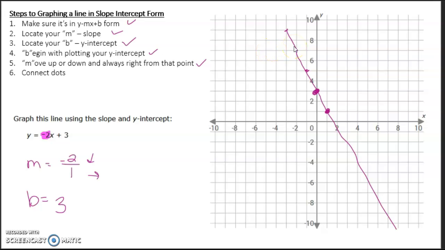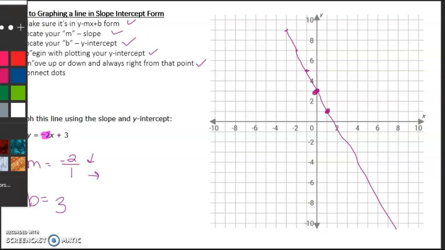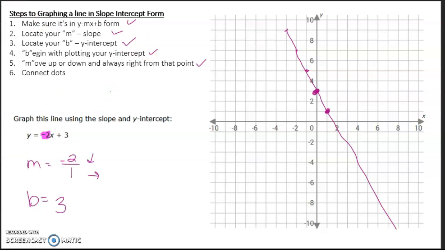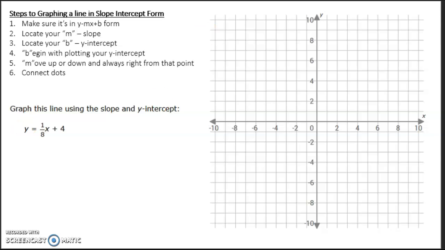We have been working so hard to get up to this. All right, let's do another one. Step 1, make sure it's in slope-intercept form. Done. Step 2, locate your m. My m is always that number in front of x, which is 1/8. Locate your b. My b is in the back. That's 4. Cool.